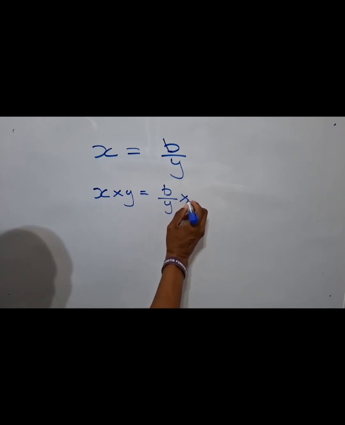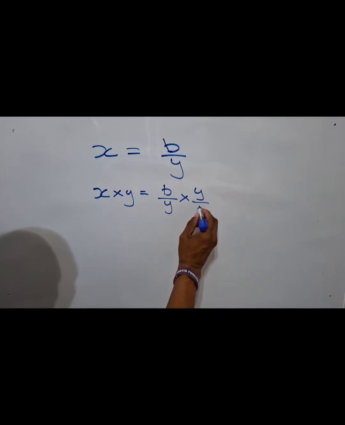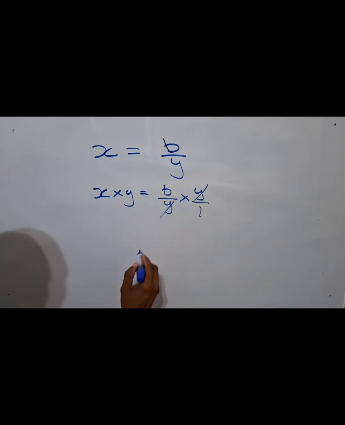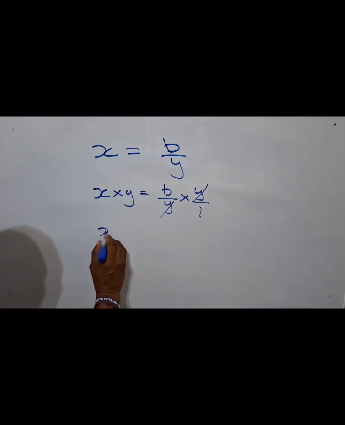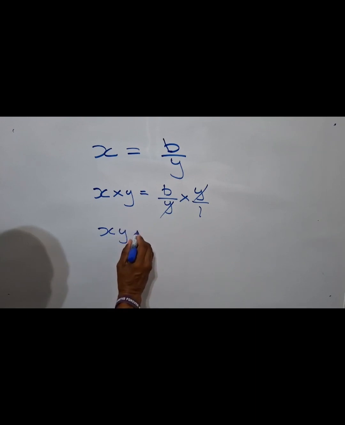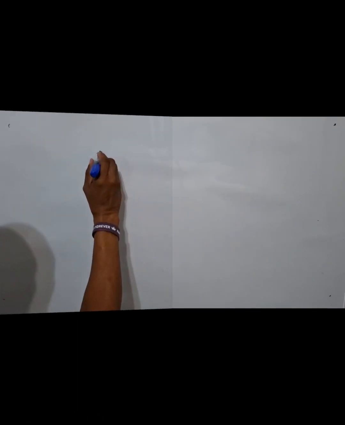So we have x times y is equal to b over y times y, which is the same thing as y over 1. We cancel those y's on the right hand side. So we have xy is equal to b. So therefore b is equal to xy. Remember now, whatever is happening to something that we need to remove, we do the opposite.